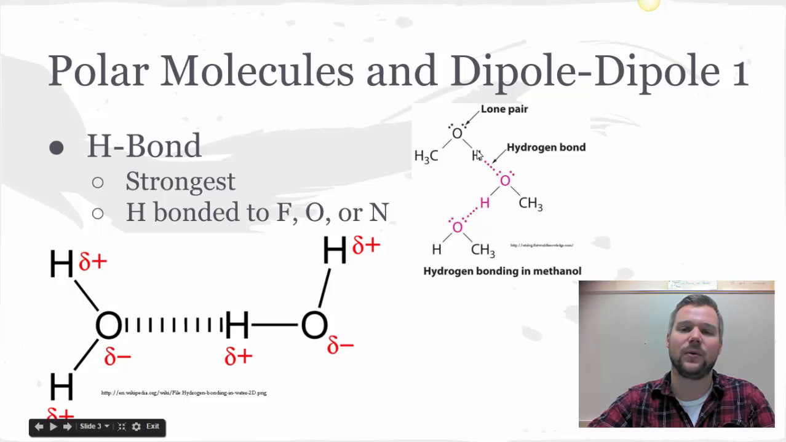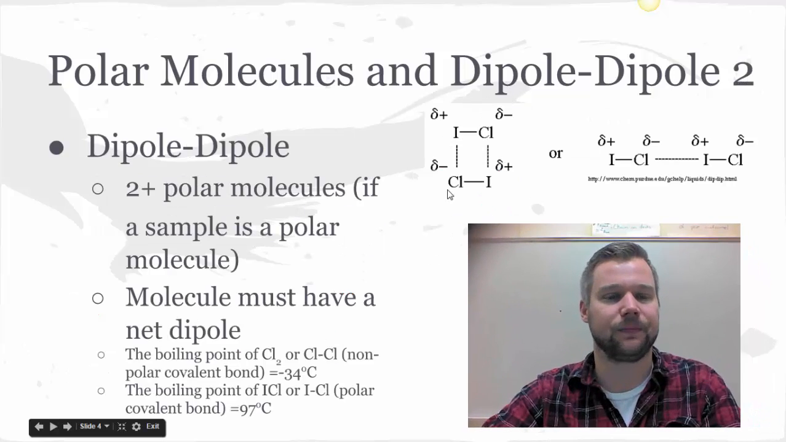Again, this can only happen when hydrogen is stuck to F, O, or N. Because of this sharing, you happen to have this slightly positive end on the hydrogen, slightly negative end on the opposite. And as you can see in this picture, also on that slightly negative end is this attraction for that lone pair of electrons stuck on that other atom. So hydrogen bond, strongest intermolecular force. It's a special kind of dipole-dipole, where again, dipole means two-ended molecules.